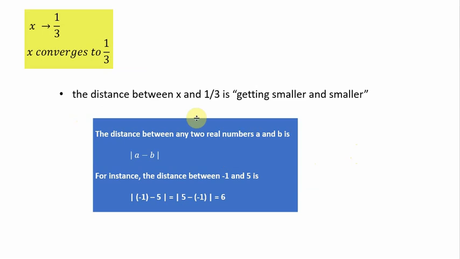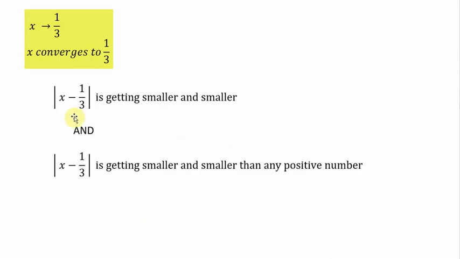Now, to express distance, we take the absolute value of a minus b to find the distance between any two real numbers. For instance, the distance between -1 and 5, you can write it as -1 minus 5, or you can write it as 5 minus -1. The order doesn't matter. You get the same distance of 6. So, we say that x converges to 1/3 if the distance between x and 1/3 is getting smaller and smaller. But the distance between x and 1 is also getting smaller and smaller, but we do not say that x converges to 1. So x converges to 1/3 because the distance is getting smaller than any positive number we care to name.